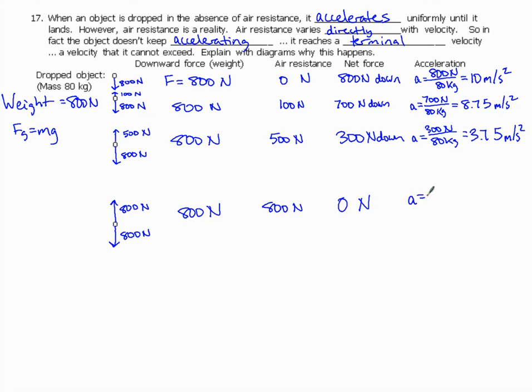The acceleration is the net force divided by the mass. 0 newtons over 80 kilograms. The acceleration is 0 meters per second squared. What does this mean? Acceleration is 0, that means velocity is constant, uniform motion.